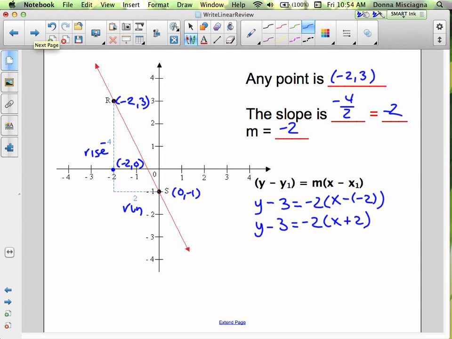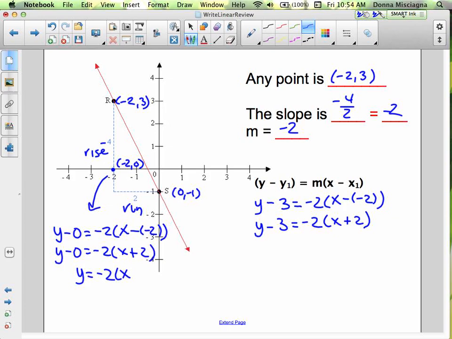If I used negative 2, 0, it would have been y minus 0 equals, slope was negative 2, negative 2 times x, and that would be minus a negative 2, right, which is going to simplify to a plus 2, right? And I don't really need the 0, do I? I could make it y equals negative 2x plus 2. Right? So either of these equations is describing the exact same line.